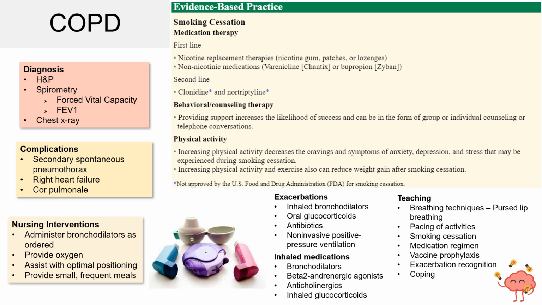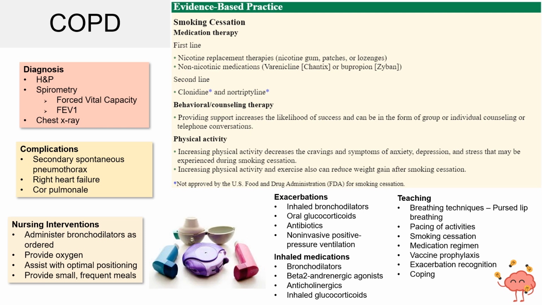Exacerbations, patients will be on inhaled bronchodilators. You should know what these medications do. Inhaled bronchodilators, just like it says, are going to relax the bronchioles and open them up. Glucocorticoids are anti-inflammatory. Antibiotics if there is an infection present. And sometimes these patients need a little extra help, so we can do non-invasive positive pressure ventilation, like a CPAP or a BiPAP, which can help open up those airways.